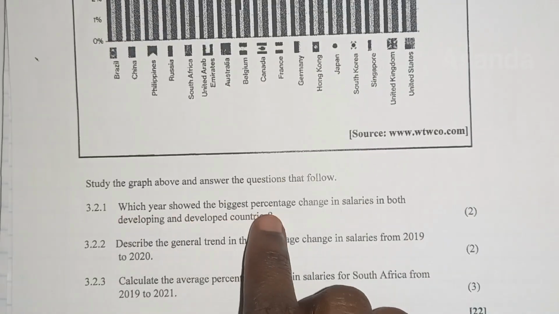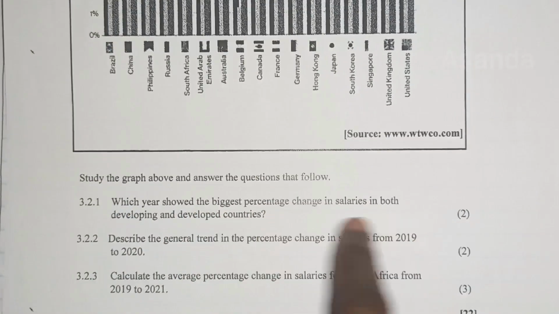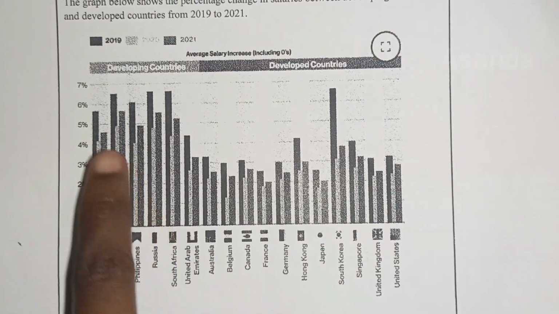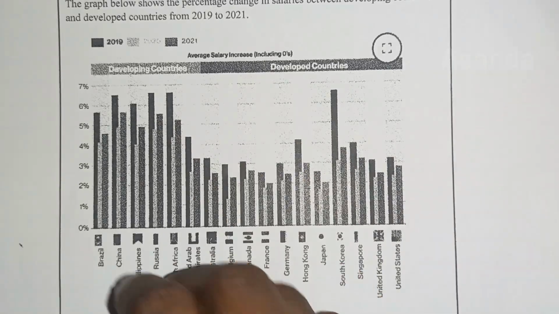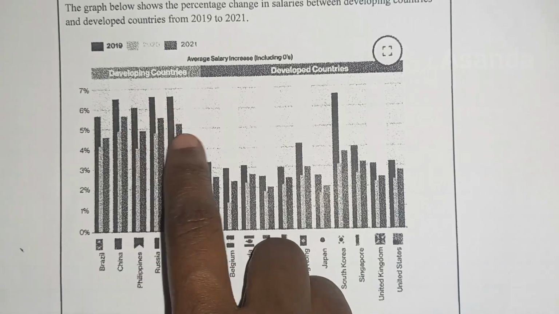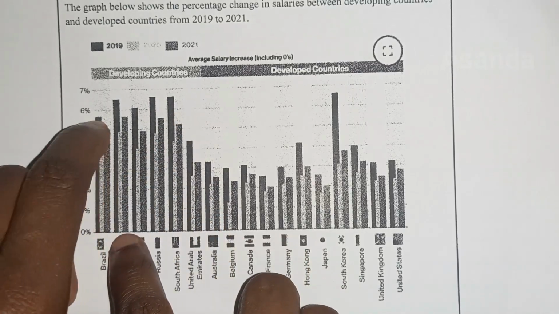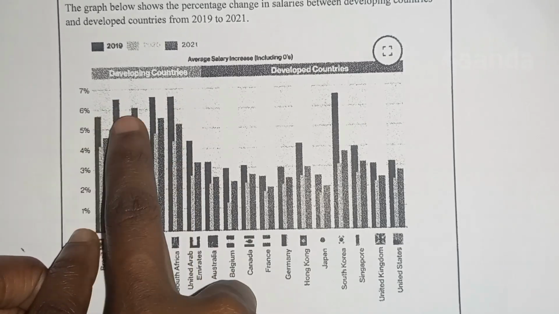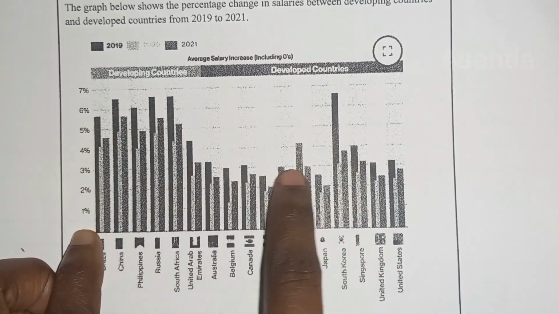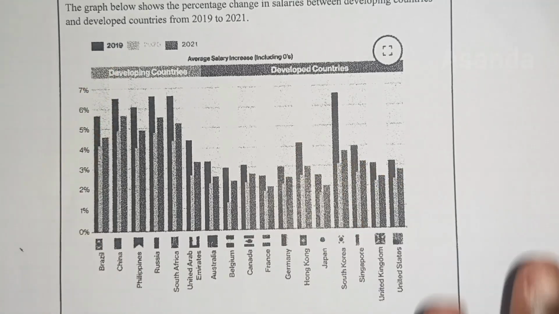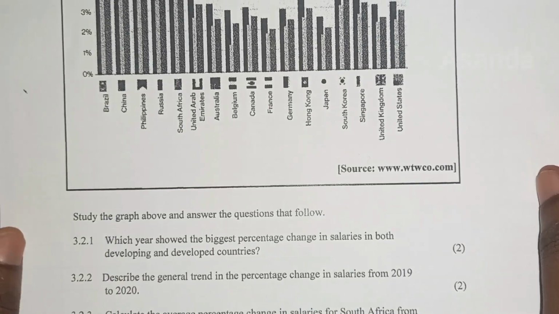Which year showed the biggest percentage change in salaries in both developing and developed countries? Okay, so they mean for the whole graph, both developed and developing countries, which year. I would say the year that shows the most, with the longest bars pointing at the highest percentage, would be the dark one here. Even when I look at these ones here, the biggest change is the dark one, which is 2019. So I'm going to go ahead and say the answer is 2019 without doing any calculations.